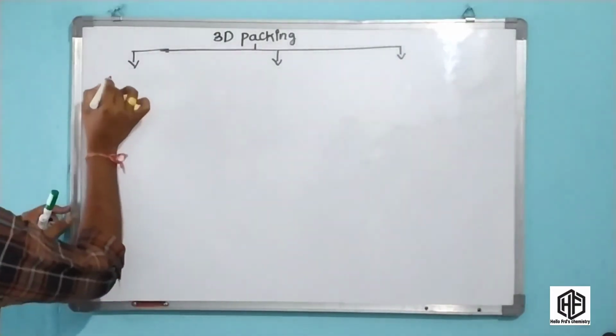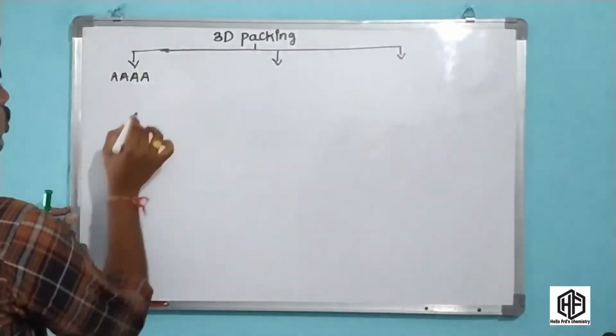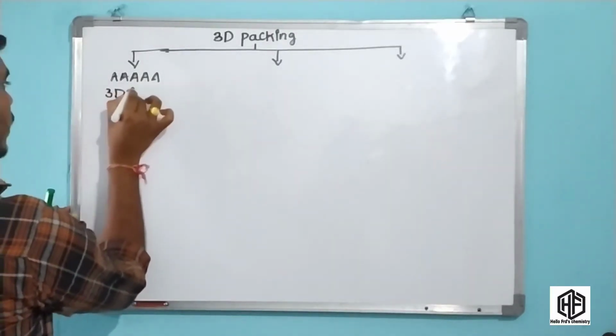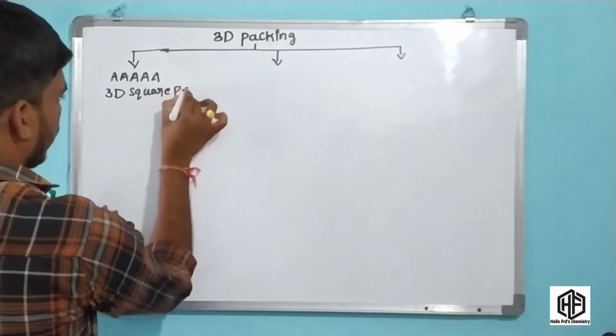First one is A type close packing. Okay friends, A type close packing is called three-dimensional square packing.